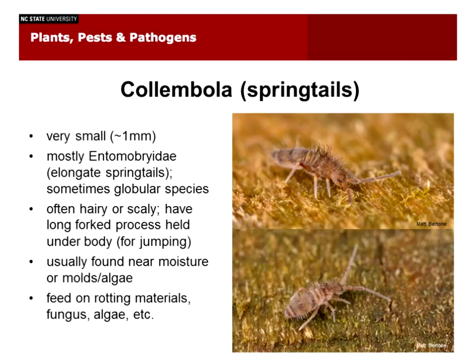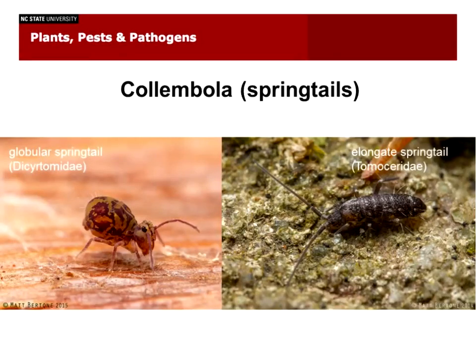Now, they do feed on rotting materials, typically fungus, algae, and leaf litter, things like that. So they can also be very common in compost bins. Now, I mentioned the globular ones. These are a very different group of springtails. They don't have segmentation in their abdomen. They're more like a ball. This is a dicyrtomid springtail, a globular springtail.